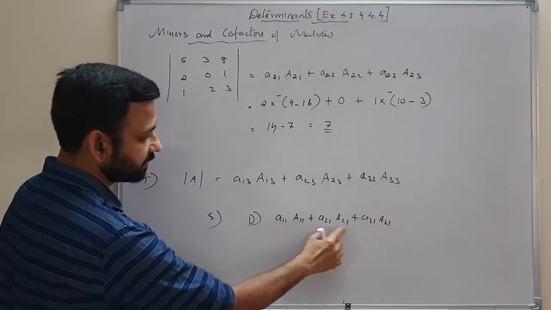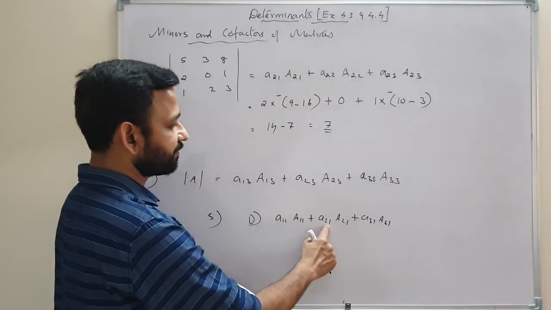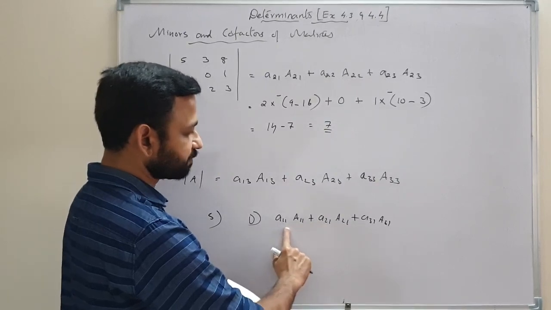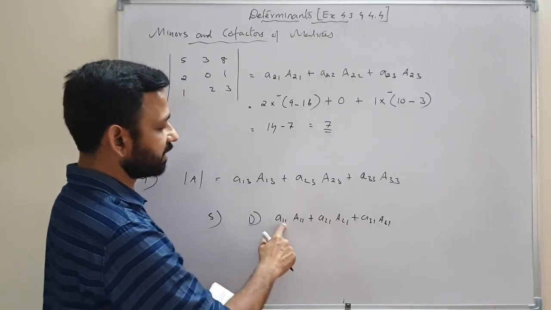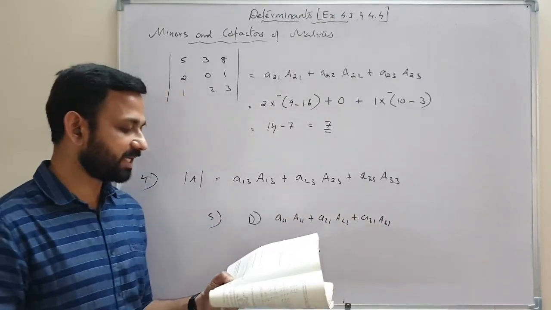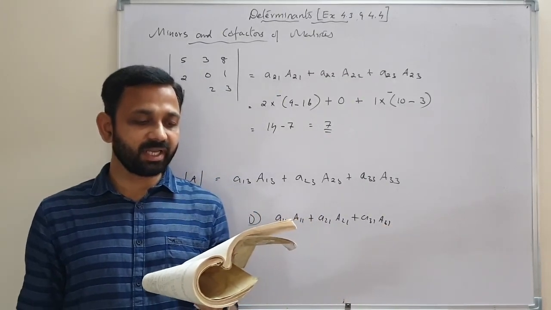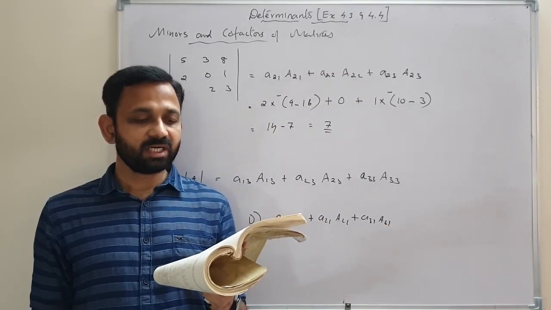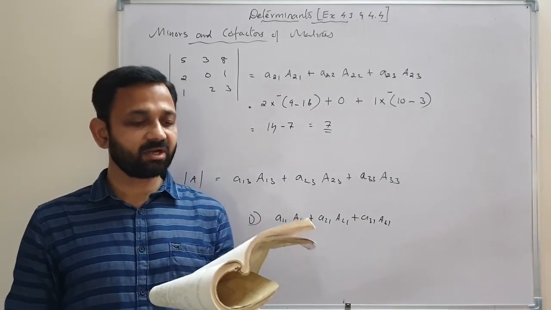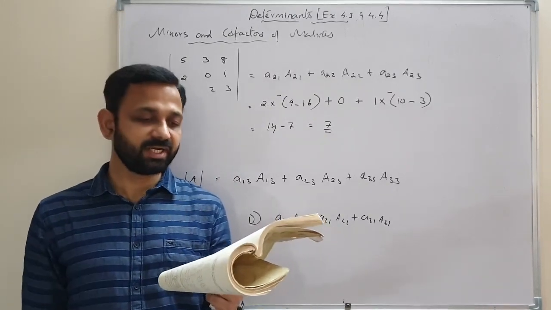So here the same sum of the product of elements and corresponding cofactors from the same row or same column. So that is the correct answer. First option is wrong. Second option is wrong. Third option, a21 into A11, that is also wrong. But D, correct option is D. Okay.